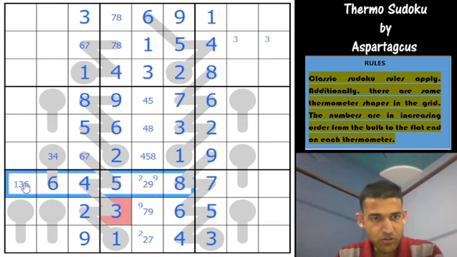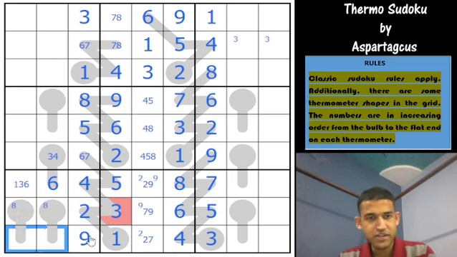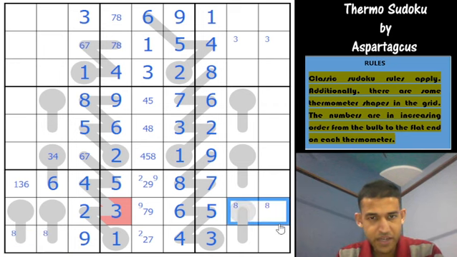Now look where the 8 goes in this box 7. 8 cannot be here because 8 in bulbs forces a 9 in the stems, flat ends, but 9 is already here. So that is an 8. And that forces an 8 here. Again, same idea, 8 can be eliminated here because 9 is not possible here. So that is an 8.